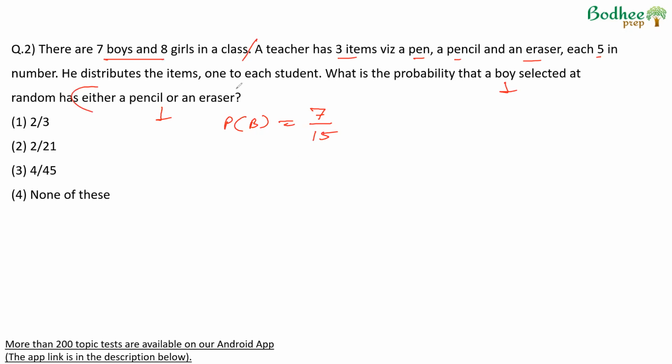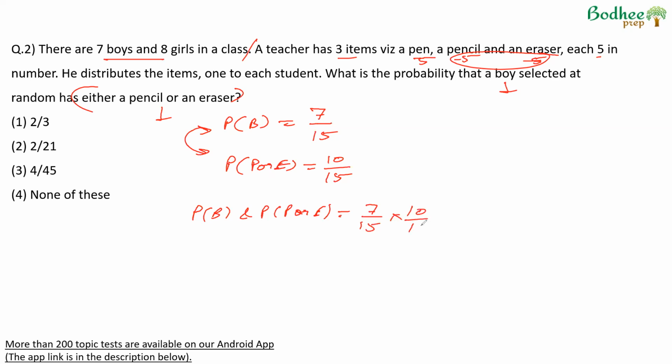The person selected, what is the probability that they will have a pencil or an eraser? There are 5 pens, 5 pencils, 5 erasers. So 10 out of 15 is the probability of having a pencil or an eraser. What is the probability that both the things happen? A boy is selected at random and he has a pencil or eraser. And so we multiply 7 by 15 into 10 by 15. This becomes 2 by 3. And therefore, 14 upon 45. 7 2s are 14. None of these becomes the answer.